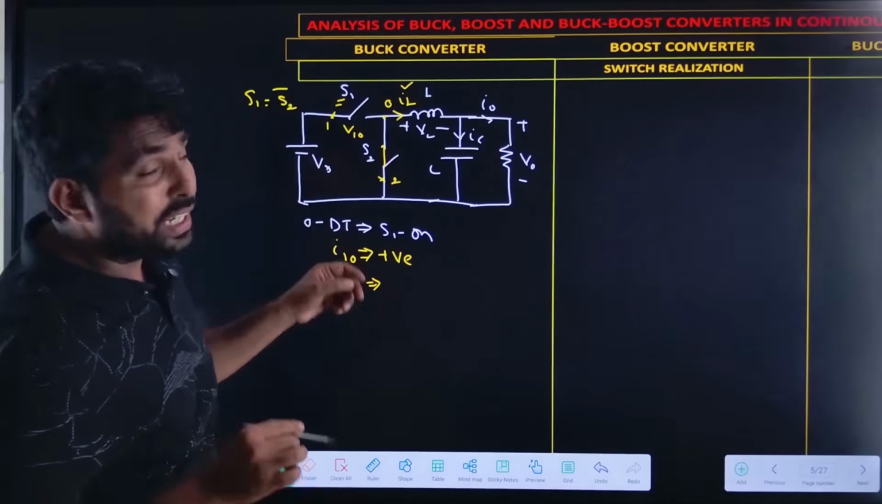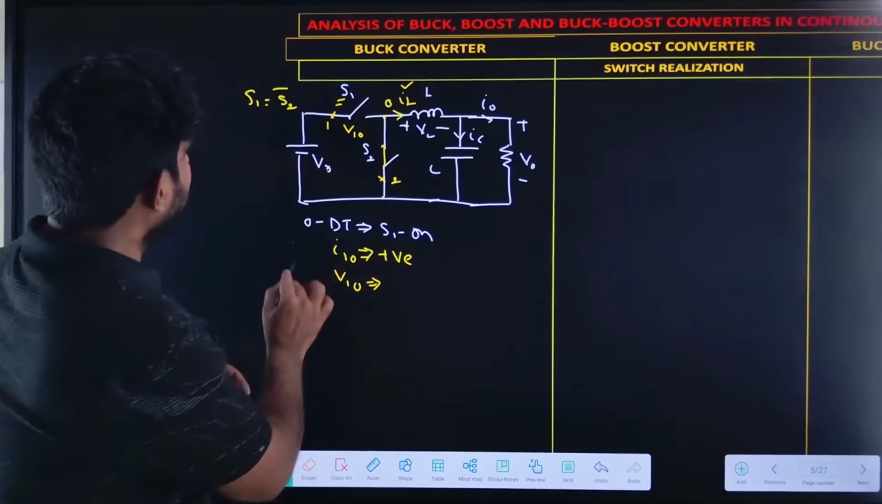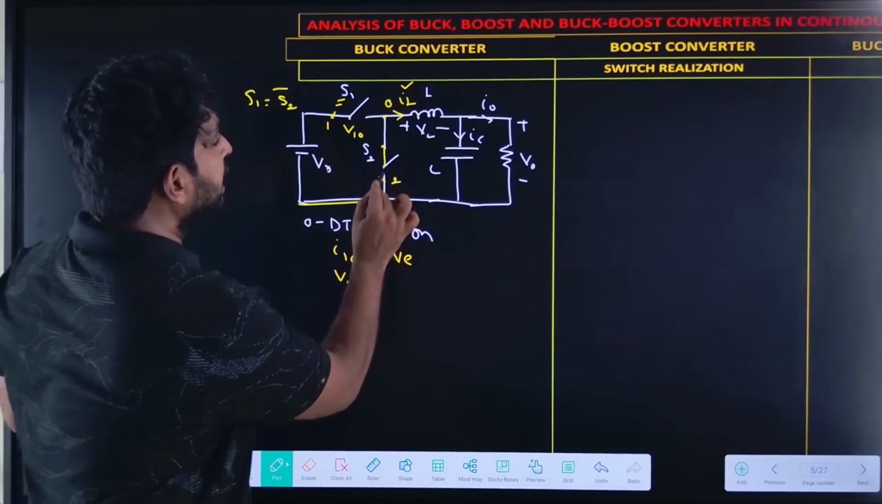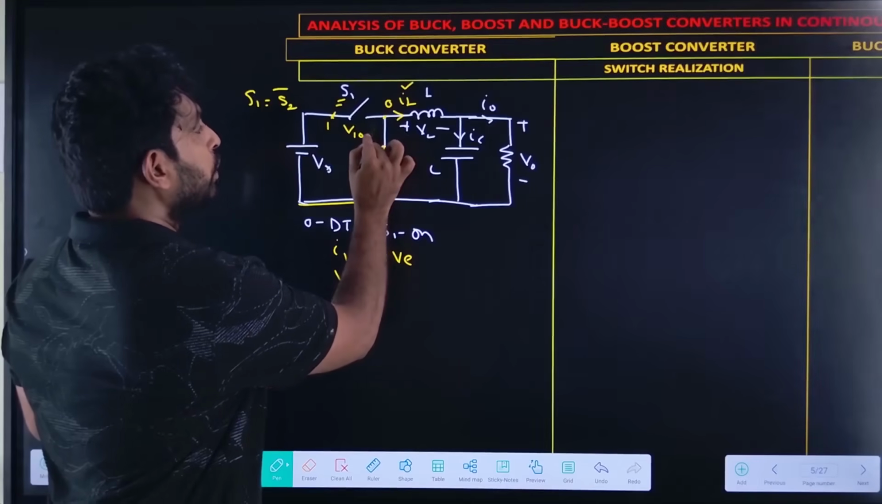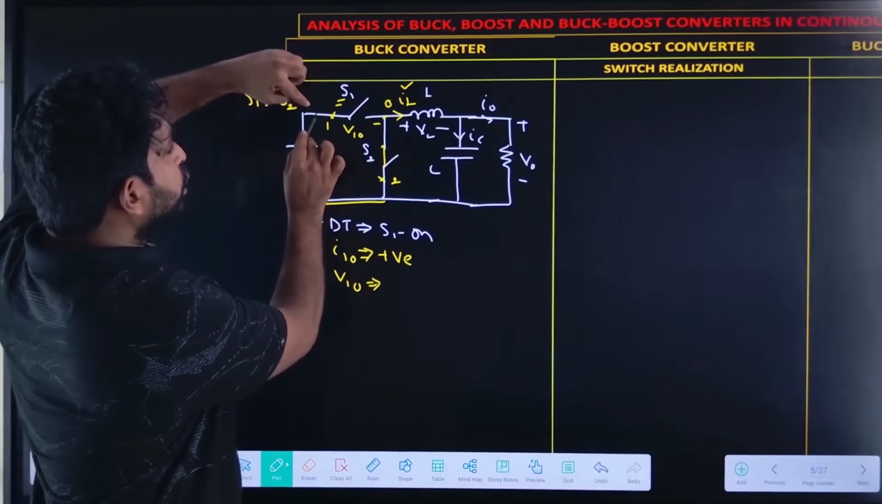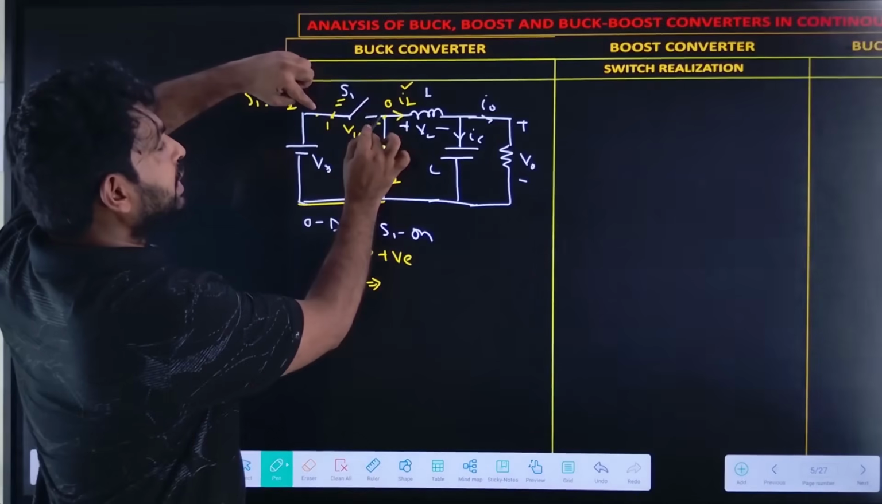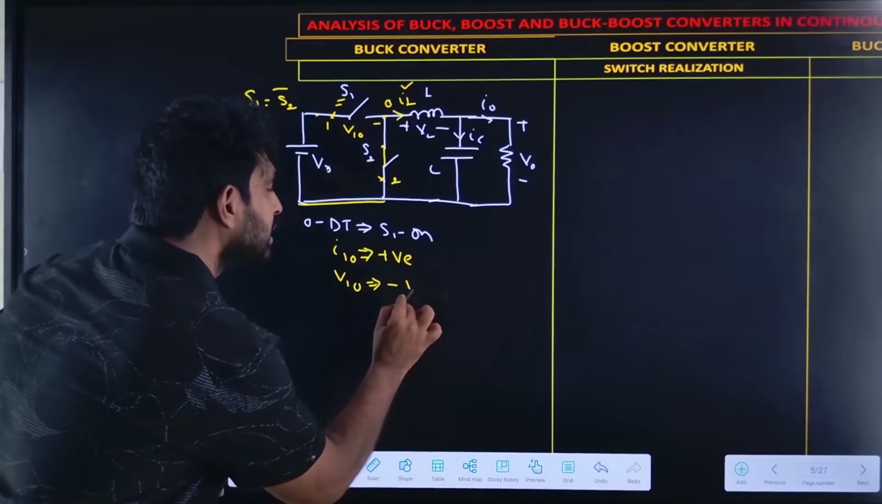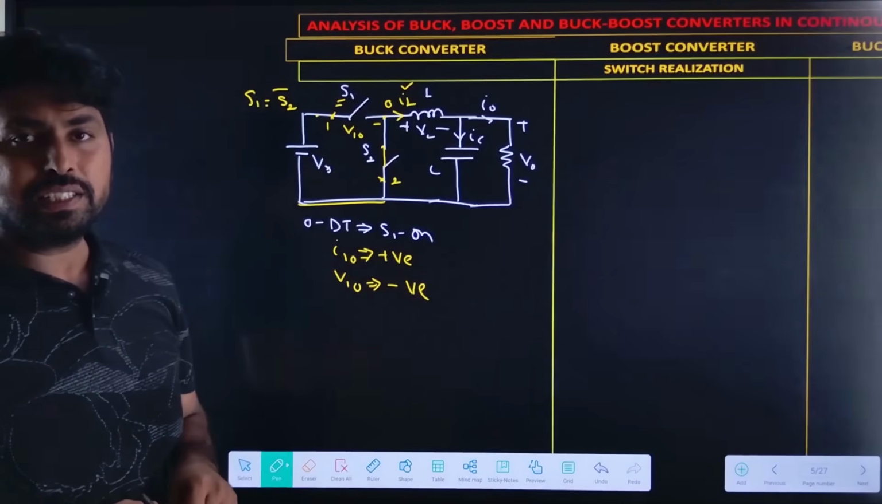So now what is the V10 polarity? For V10, the negative is connected through this switch, which is in on condition, to the O, and the positive is connected to the 1. So 1 is connected to the positive terminal and minus is connected to the negative terminal. So V10 is negative.